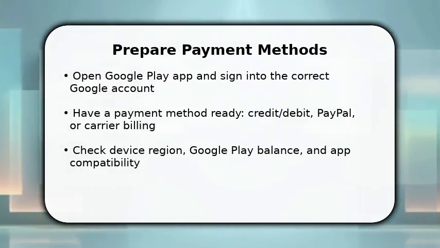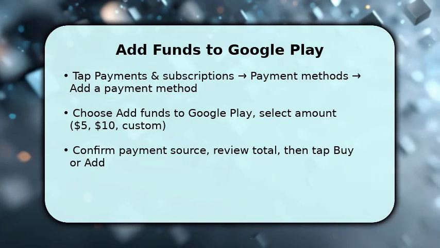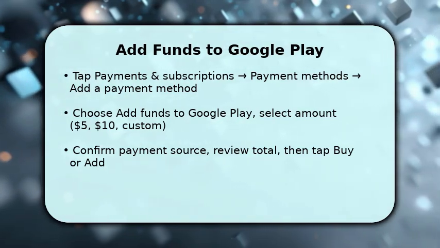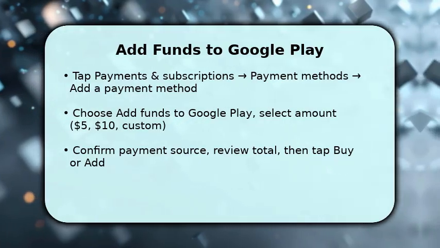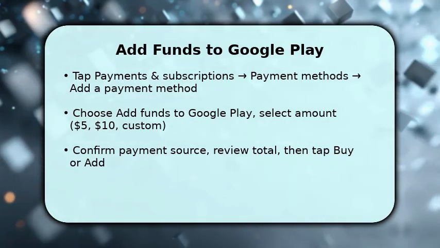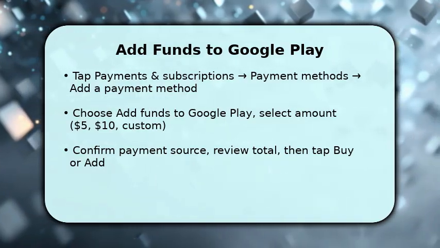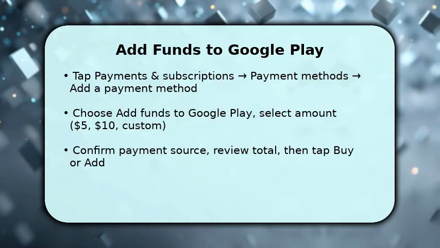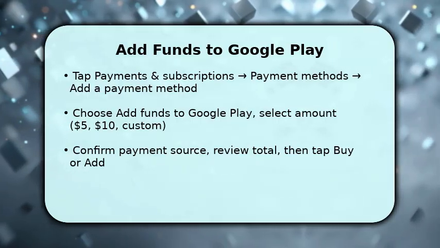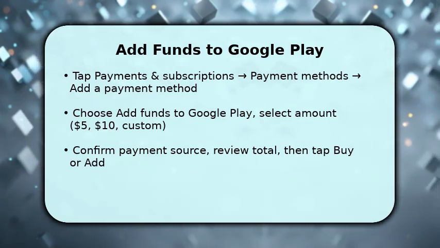Now you'll add funds. From Payments and Subscriptions, open Payment Methods and select Add Funds to Google Play. Choose a preset amount or enter a custom value. Smaller amounts are easy for testing. Then pick the payment source you prepared because Google charges that source to credit your Play balance. Review the total and any taxes and confirm by tapping Buy or Add. This step converts a charge on your card or PayPal into a Google Play balance.